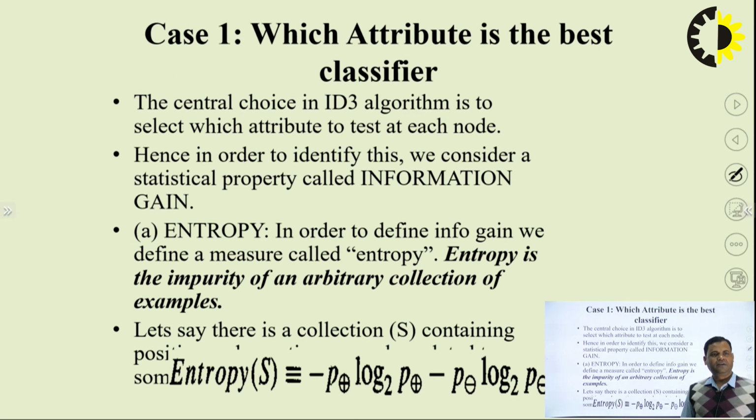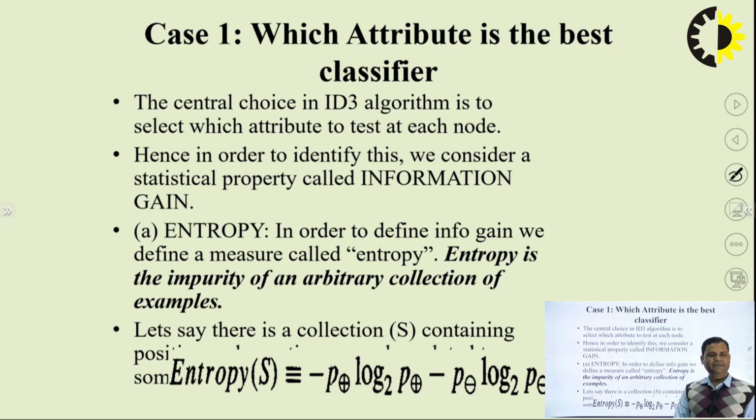To decide which attribute is the best classifier, the central choice in the ID3 algorithm is selecting which attribute to test at each node, for example which attribute we select for the root node. To identify this, we consider a statistical property called information gain. In order to calculate the information gain, we need to calculate the entropy first.